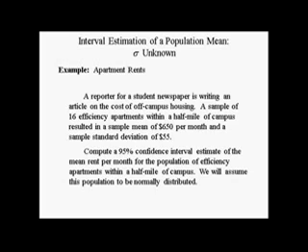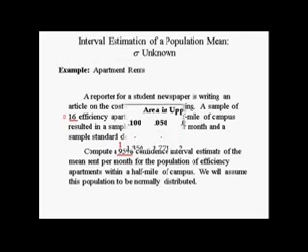A reporter for a student newspaper is writing an article on the cost of off-campus housing. A sample of 16 efficiency apartments within a half mile of campus resulted in a sample mean of $650 per month and a sample standard deviation of $55. Compute a 95% confidence interval estimate of the mean rent per month for the population of efficiency apartments within a half mile of campus. We will assume this population to be normally distributed.